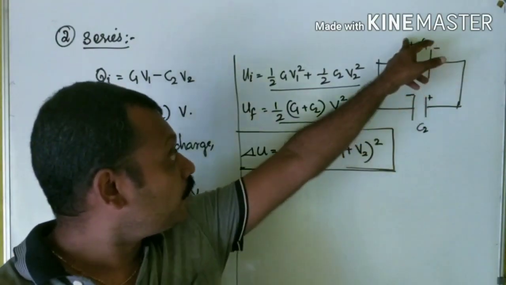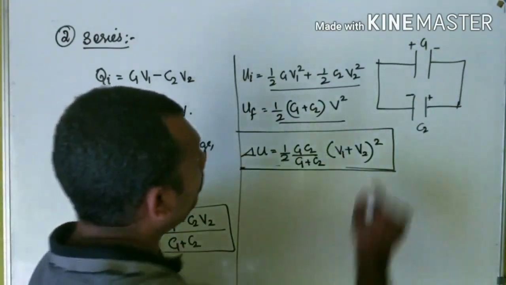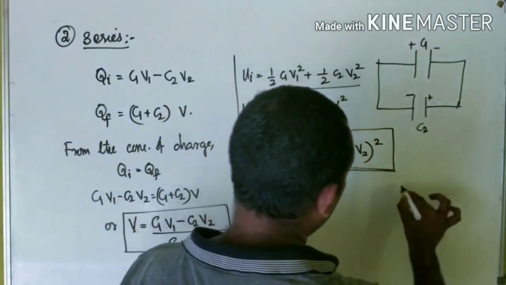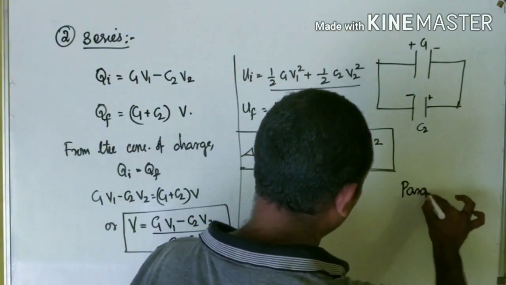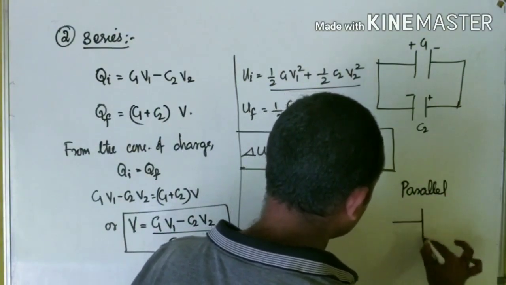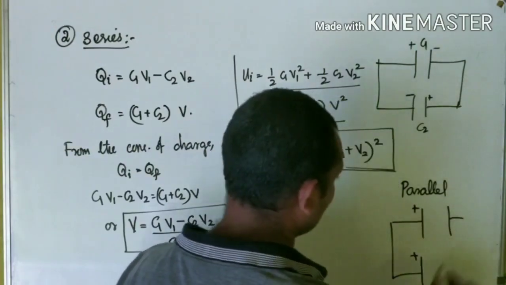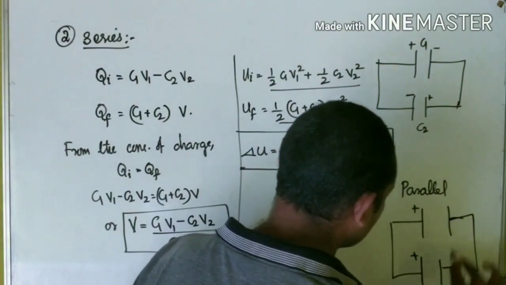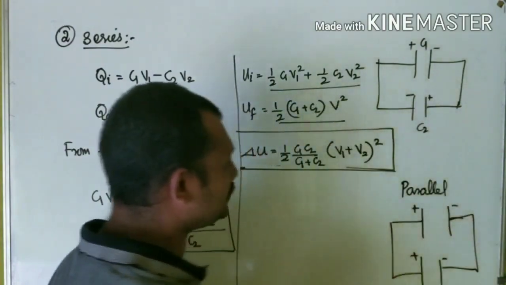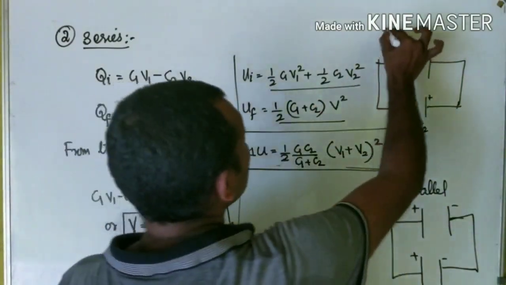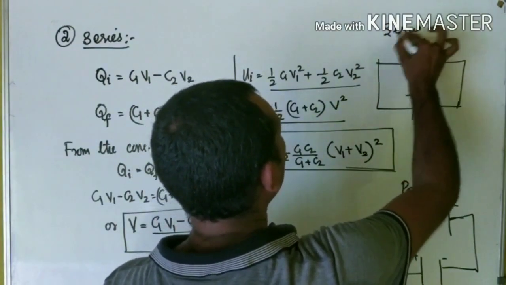Now see, this is series connection: positive and negative connected together. In parallel connection, this is the positive plate of the first capacitor, this is the positive plate of the second capacitor, this is the negative plate of the first capacitor, and this is the negative plate of the second capacitor. So understand the difference between series connection and parallel connection.